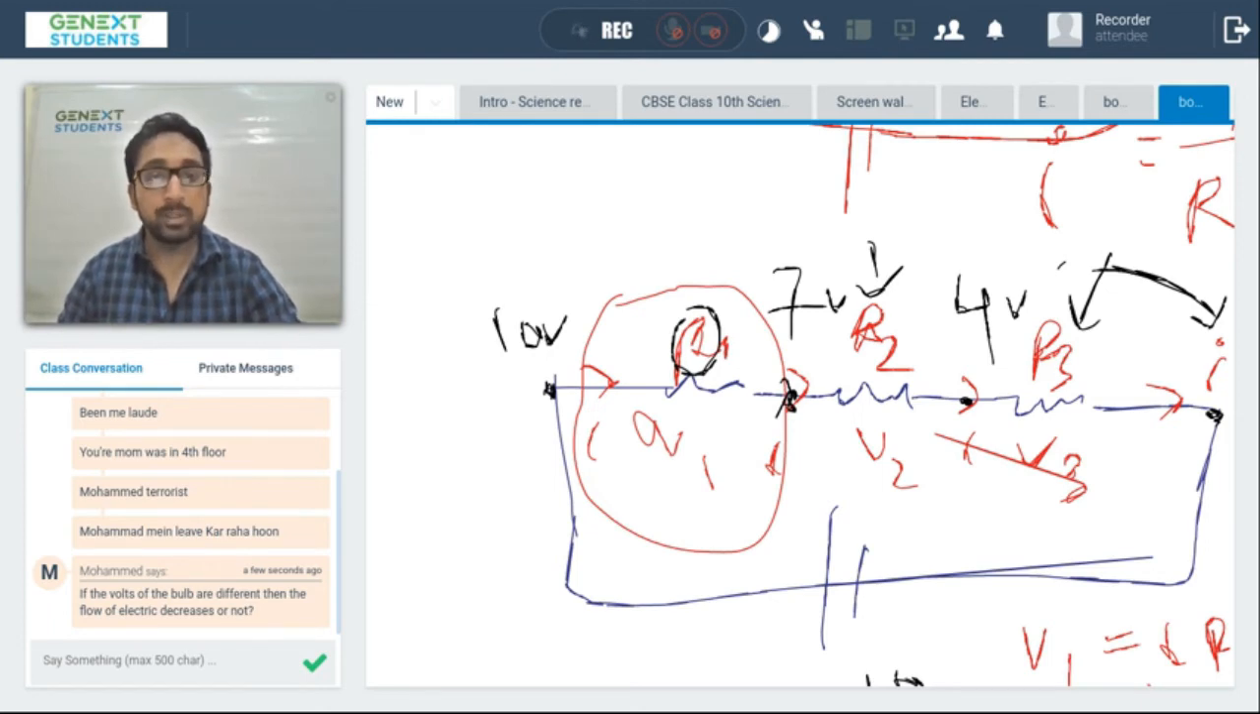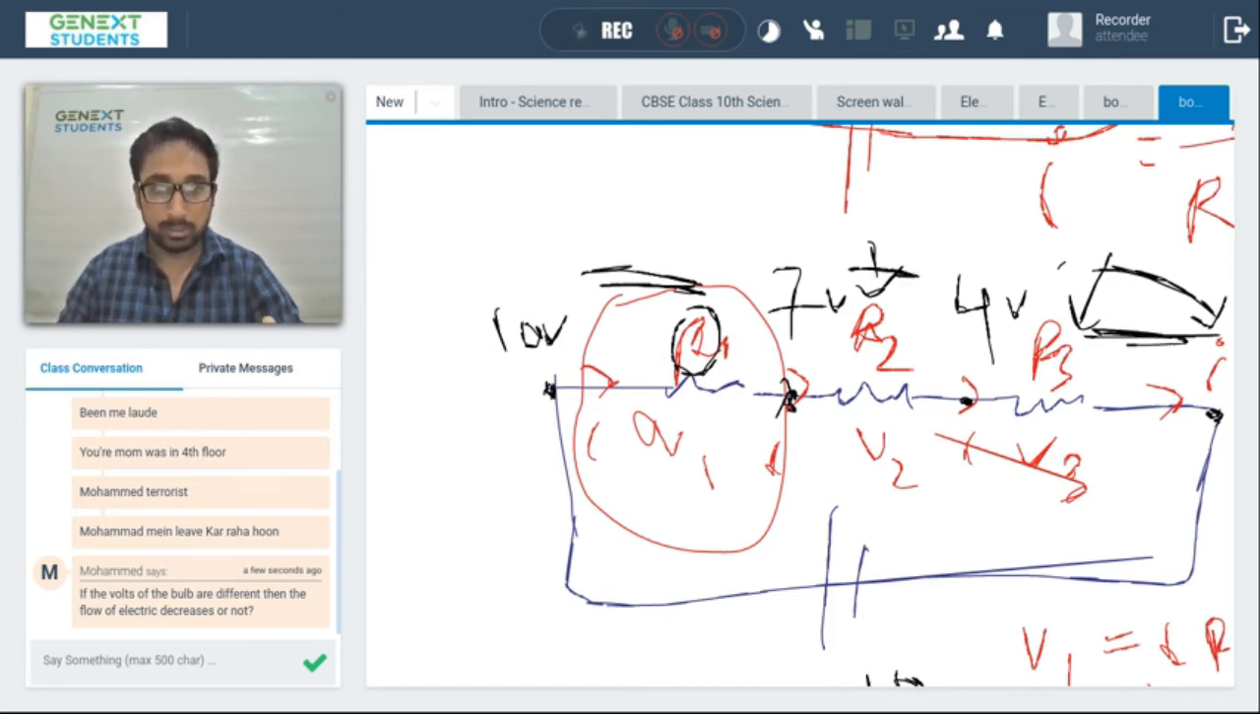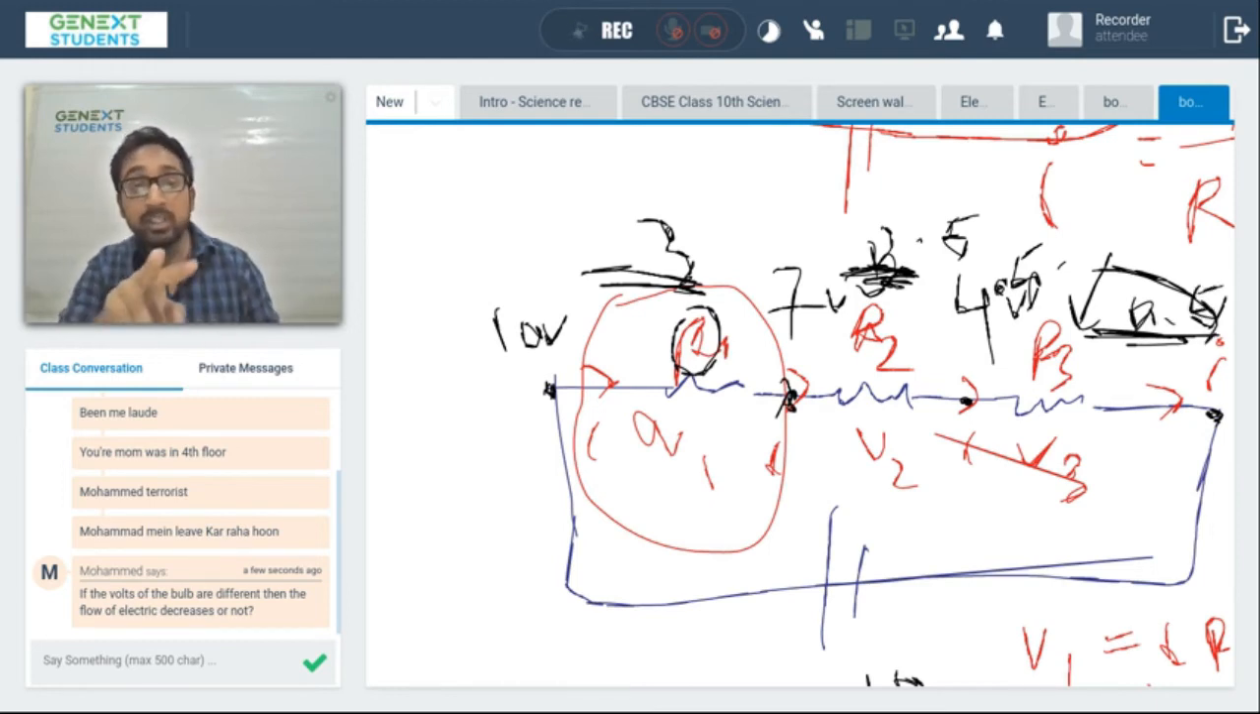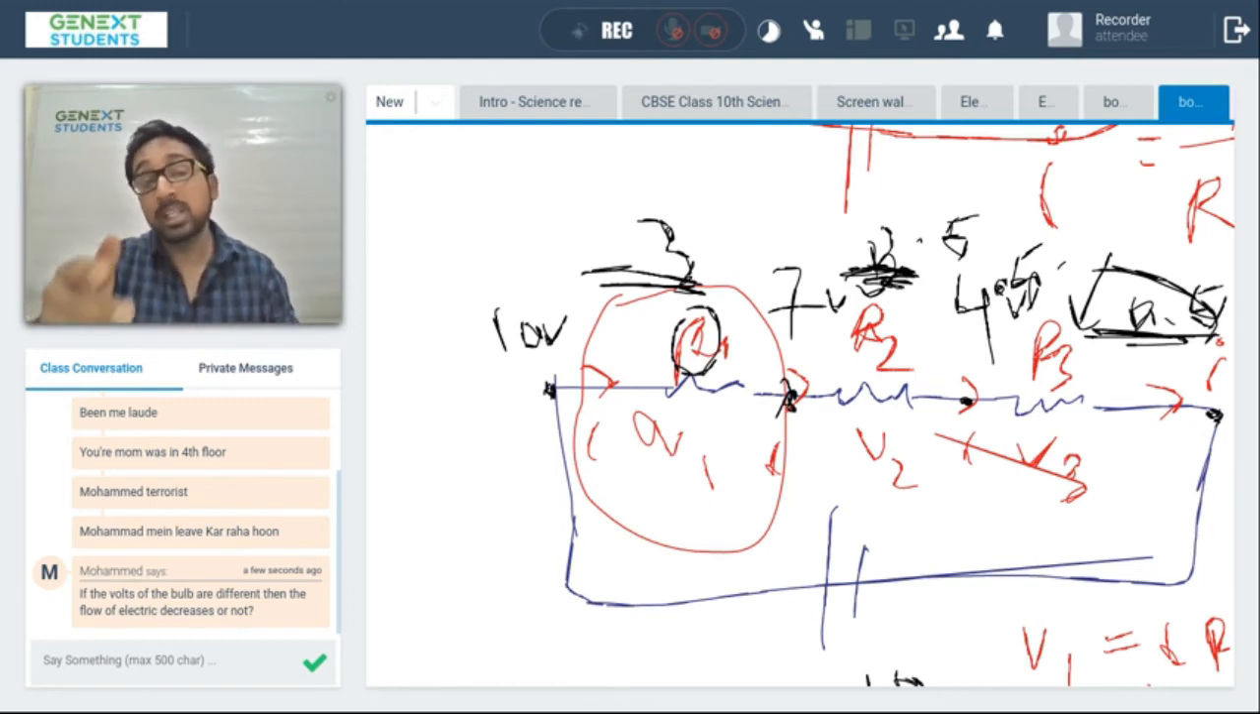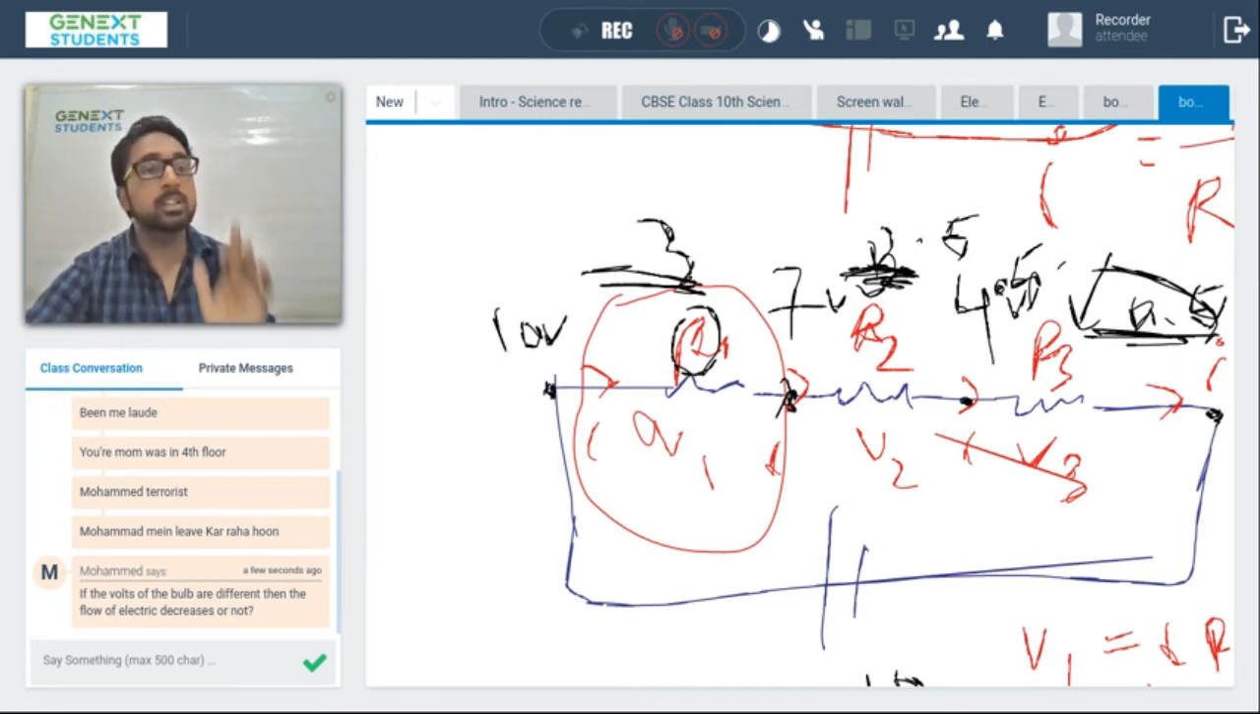So therefore their potential difference is different. See, here the difference is 3, here it is 3, here it is 4. Let's suppose it came down to 4.5. So the difference is 2.5. Here the difference is 3, here the difference is 4.5. So the potential difference between 2 points is always different because they get different resistance. That is why the difference is different for them.